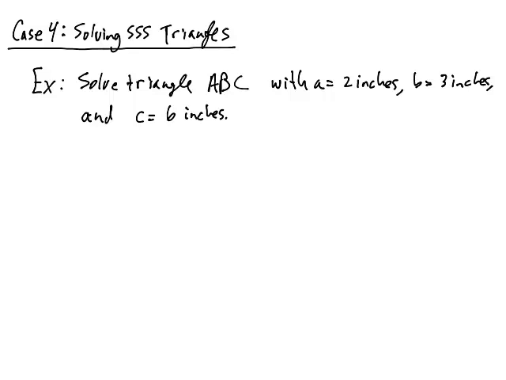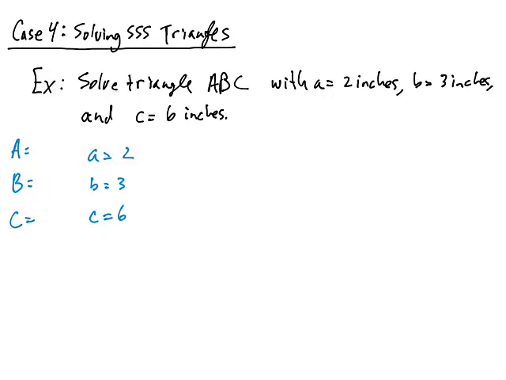Alright, so let's look at the fourth and final case, and this is solving a triangle where we have all three sides. We're given side A, side B, and side C, and we're asked to solve this triangle. So here we don't have any of the angles, but we have side A, which is 2 inches, side B, which is 3 inches, and side C, which is 6 inches.